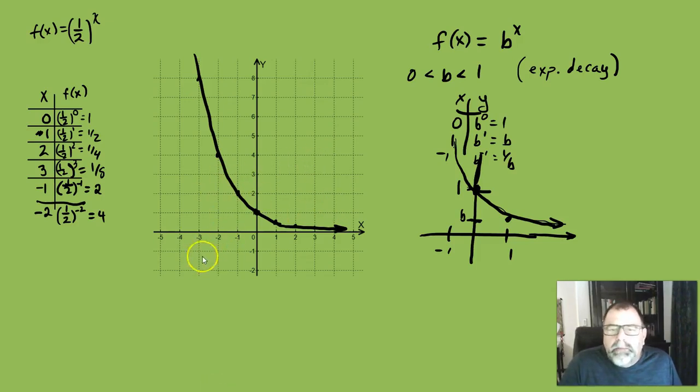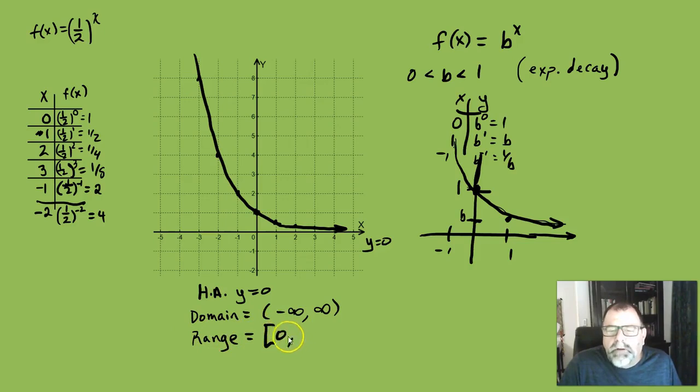Okay, and again, the characteristics: the horizontal asymptote is going to be y equals 0. Our domain's still going to be all real numbers. And then our range is still going to be the positive real numbers, sorry. Oops, it has to be a parenthesis.